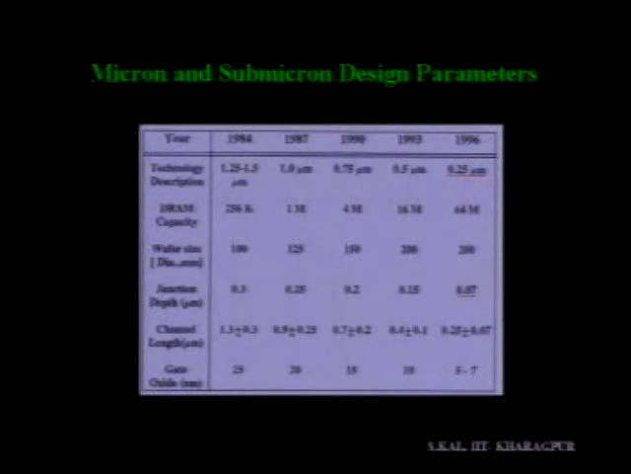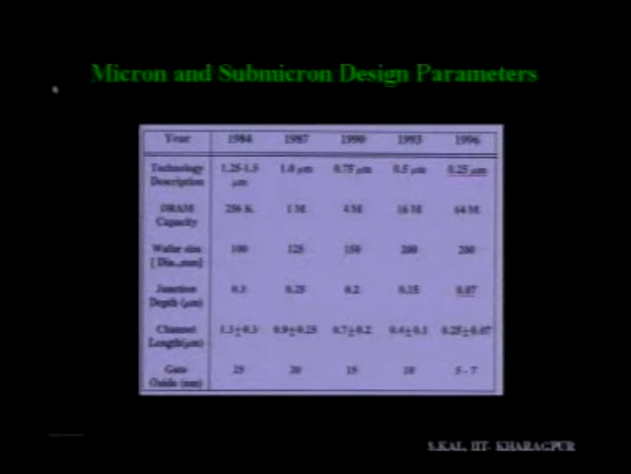Now, let us have a comparison year to year, particularly if I take the VLSI era, which is basically from 1985-86 to the next 10 years. How have the changes taken place in VLSI? This particular table will show you how those changes have taken place. You can see it has started from 1984 and ended in 1996, basically the VLSI period. And here the parameters considered are the DRAM capacity, wafer size, junction depth, channel length, and gate oxide.